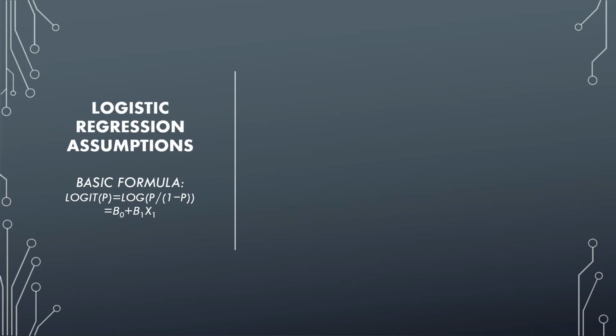Hi, in this video I'm going to go over logistic regression assumptions. As we see here, we have the basic formula for the logit function, or the log of p over 1 minus p. What we finally get as the output is the log odds: the intercept plus the coefficient of the first variable for the log odds.